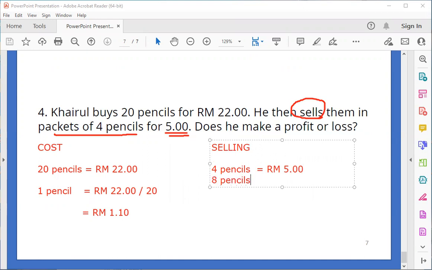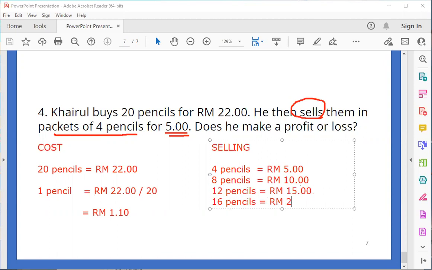So if you really want, it's pretty easy. You just go. If 8 pencils, double up, that would be 10 ringgit. If it's 12 pencils, again, a bit more, that would be 15 ringgit of sales. And if it's 16 pencils, add in another 4, and he would get 20 ringgit as profit, or not profit yet, just sales, okay? And finally, if he sold all the 20 pencils, he would be getting 25 ringgit. Can you imagine that? 25 ringgit.